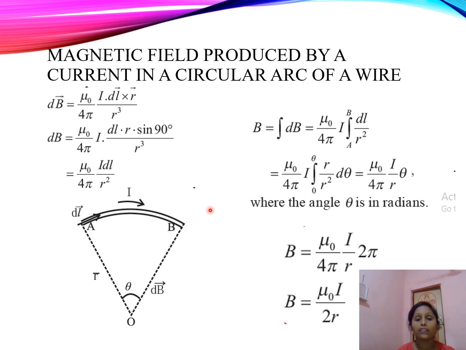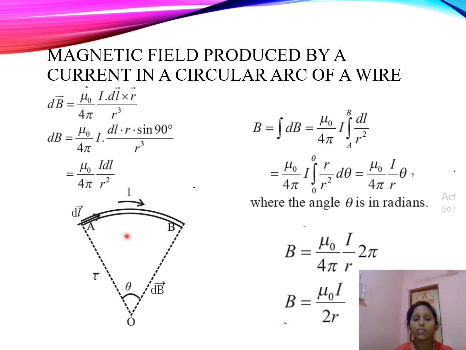So the equation becomes B is equal to integration of dB, that is also equal to mu naught divided by 4 pi I, integration from A to B of dl by R square. As we know, the angular displacement can be calculated as ds by r.